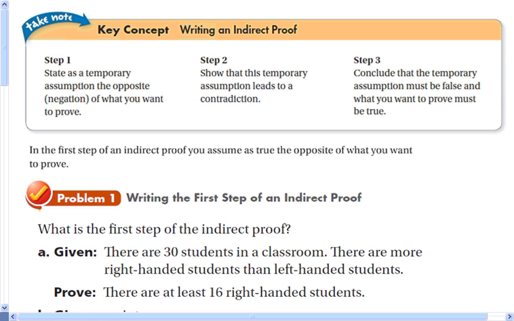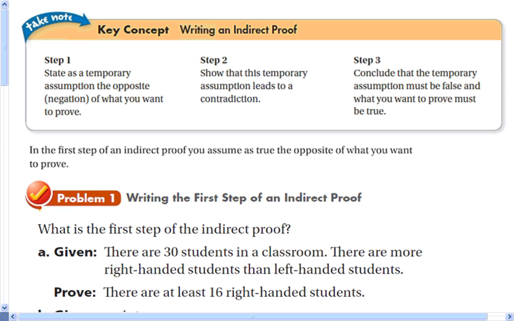All right, so writing an indirect proof. There are 3 steps here. Step 1: State as a temporary assumption the opposite or negation of what you want to prove. Step 2: Show that this temporary assumption leads to a contradiction. Step 3: Conclude that the temporary assumption must be false and what you want to prove must be true.